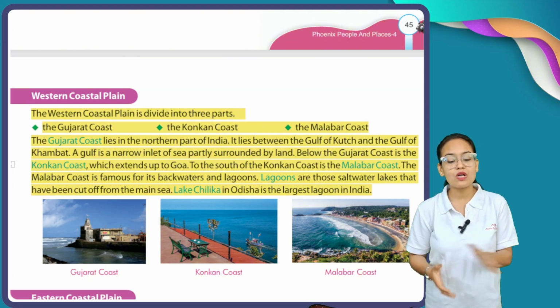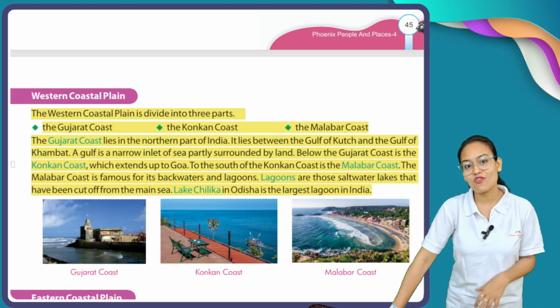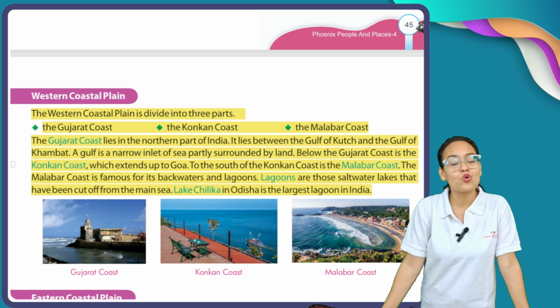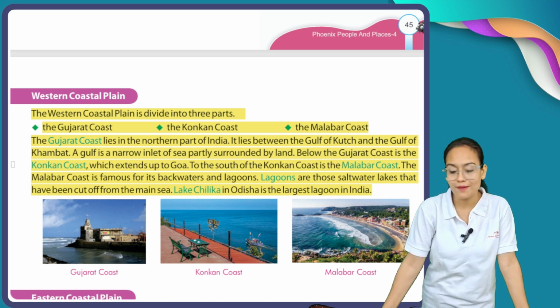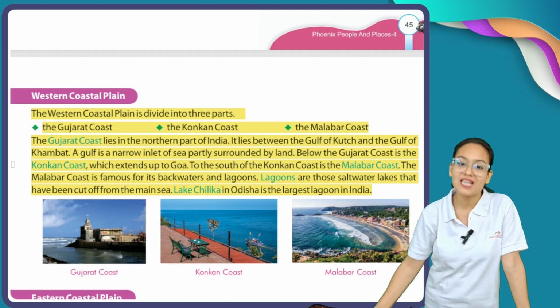And below the Gujarat coast is the Konkan coast, which extends up to Goa. To the south of the Konkan coast is the Malabar coast. You know Goa? Goa is famous for its beaches. So below the Gujarat coast there is the Konkan coast, and the Konkan coast spreads up to Goa. And to the south of this Konkan coast lies the Malabar coast.